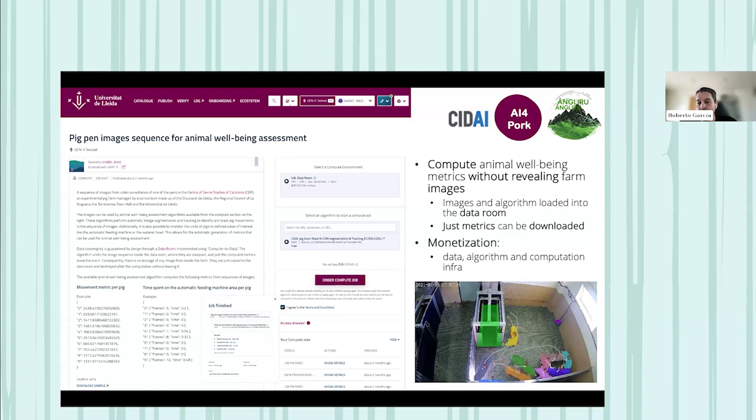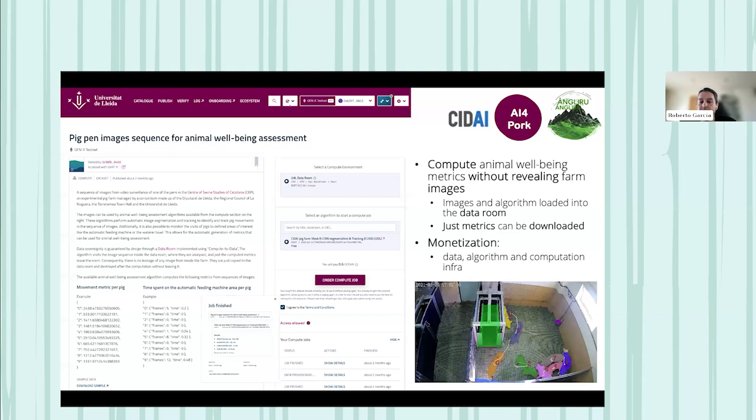So how much does each individual pig move, how much time they expend in the area where they feed, in the area where they get water, okay? So the idea is that you can apply then the algorithm to your data, or other parties can do that, but they just get access to the result that are the metrics. They don't get access to the individual pictures from inside the farm. So the video that you're seeing here will not be available to them. They just can get the metrics of the well-being of the pigs.